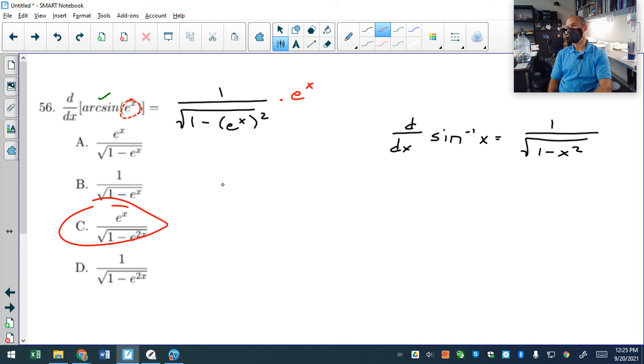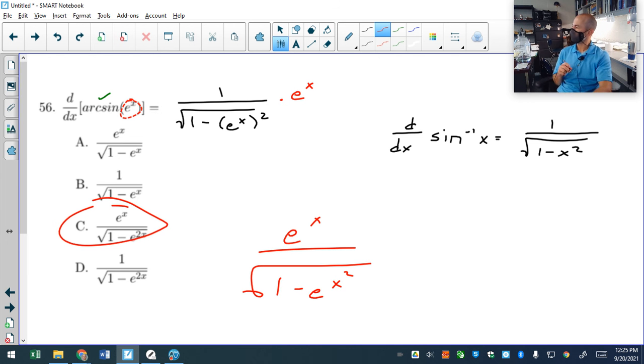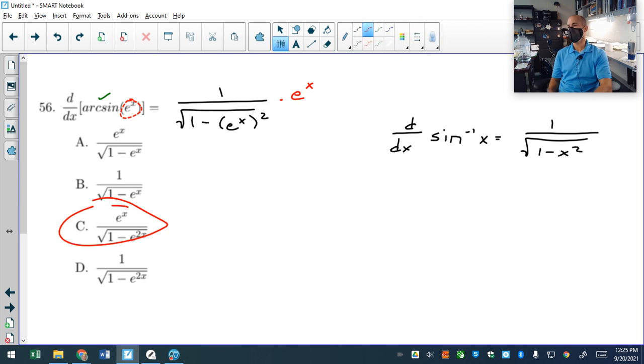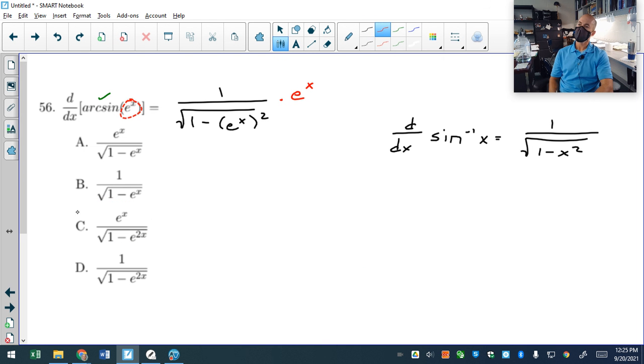I'm kind of surprised they don't have e to the x over root 1 minus e to the x squared as an option for the people who forget what you do when you have a power to a power. Right? But Mr. Cox is a nice person. He didn't try to trip you up too much. You multiply power to a power.